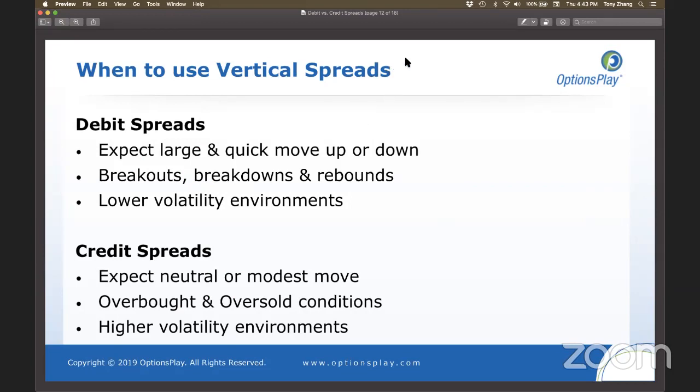So because debit spreads are like buying calls and puts, they are useful for when you expect a large or quick move in one direction, meaning you either think the stock is going to make a big move to the upside, or you think the stock is going to make a big move to the downside. That's when you want to buy a debit spread.